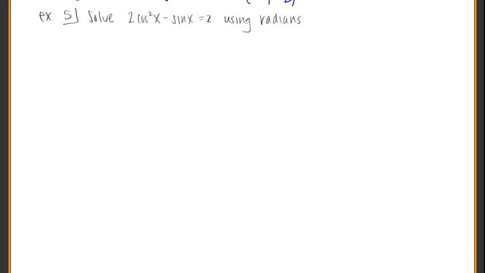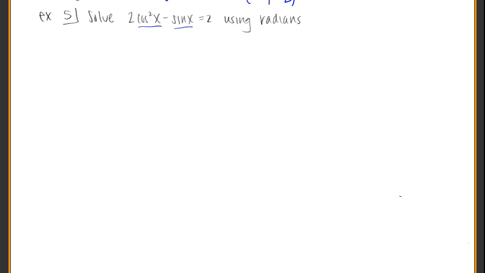Okay, moving on. Let's solve 2 cosine squared x minus sine x equals 2. We're going to use radians. This is the first time we notice that our trig functions are different: one is squared, the other is to the first power. We don't have them the same, but I can get them the same. That's what all of our identities are all about.